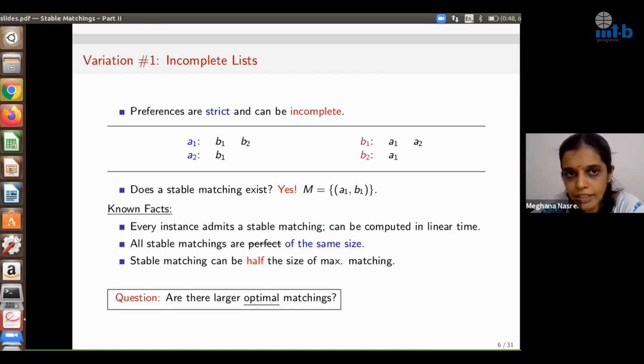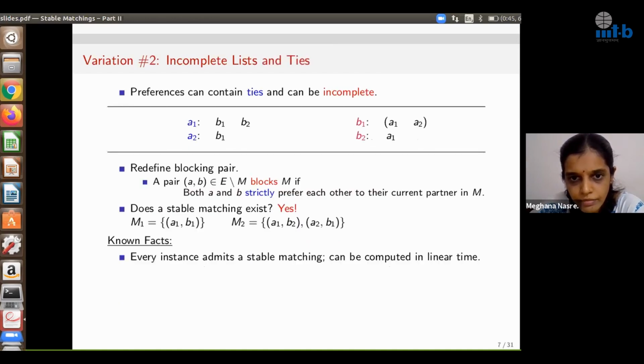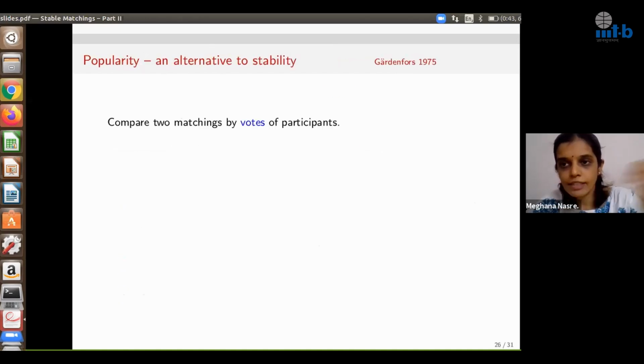So in this variation where we have incomplete lists, but they are all strict, we cannot hope to get different size stable matchings like we had, but we will have to forego stability. So we are going to introduce a new notion of optimality and say that we are going to compute matchings which are optimal according to that criteria, and they will still be of use, and we'll see how. So what we are going to define is the notion of what we call popularity.